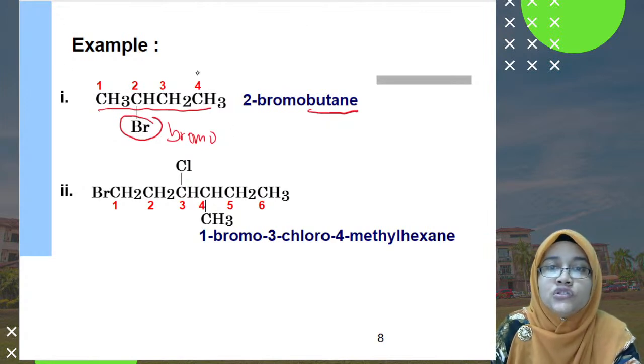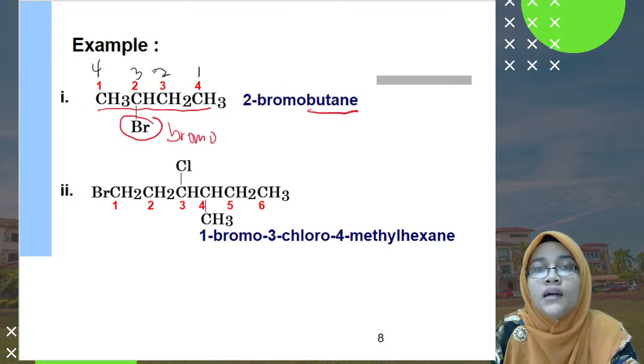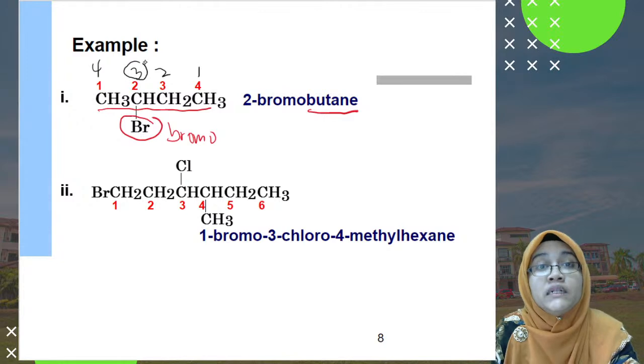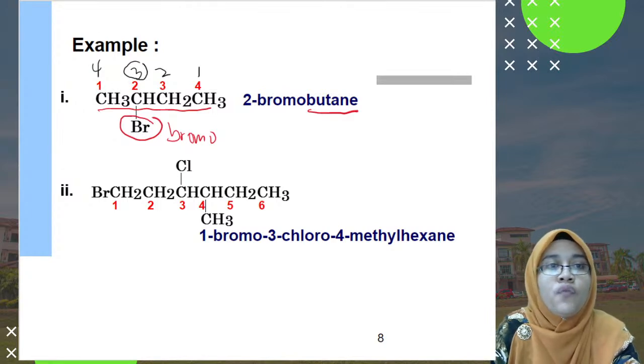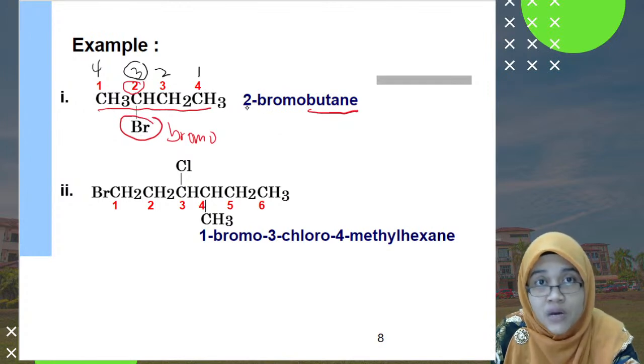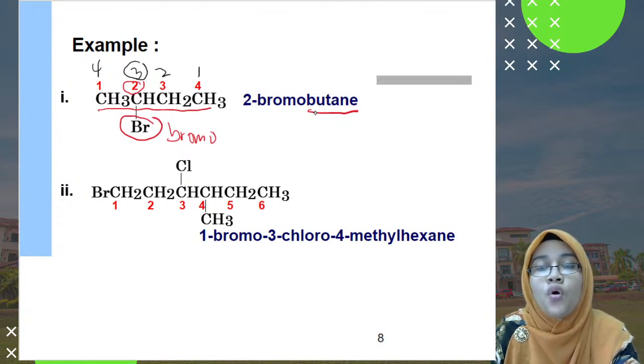If I choose to number from here, 1, 2, 3, 4, my bromo gets number 3. If I choose from the other direction, the red font, 1, 2, 3, 4, my bromo gets number 2. So I choose the red one, because it gives the lowest possible number for my bromo: 2-bromobutane.